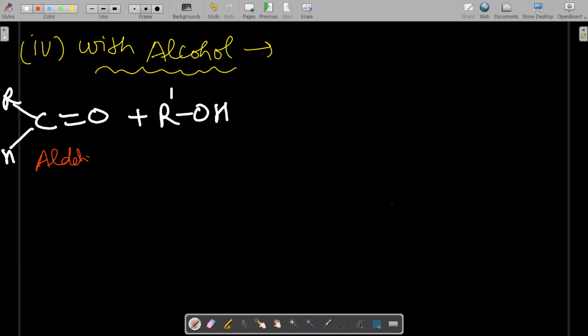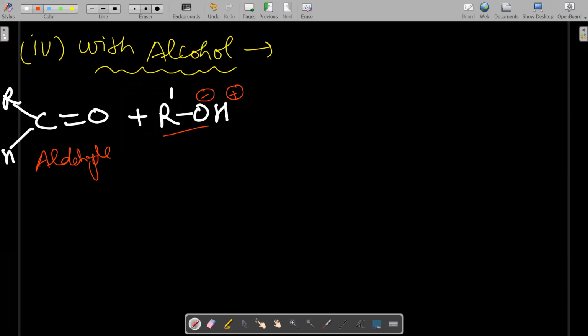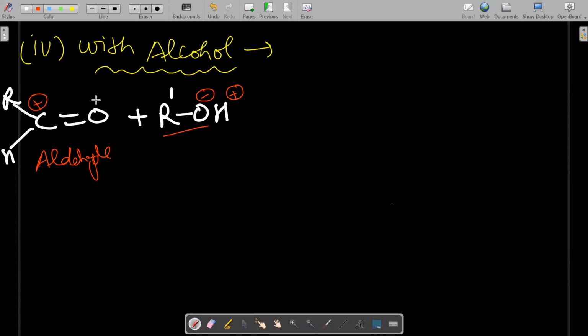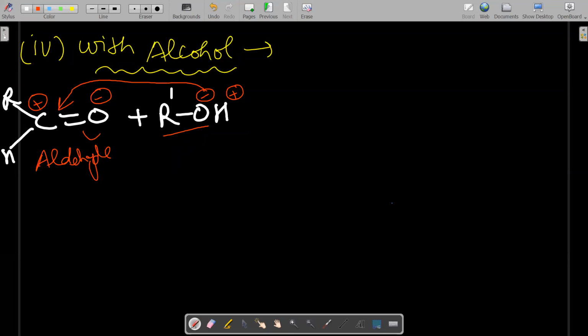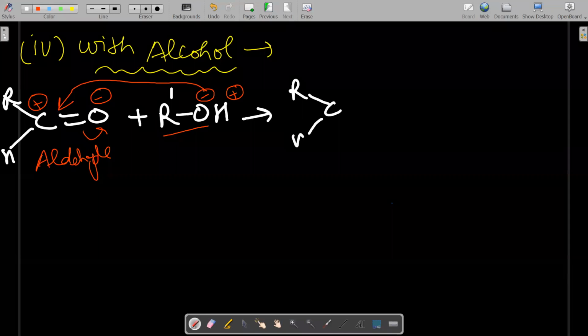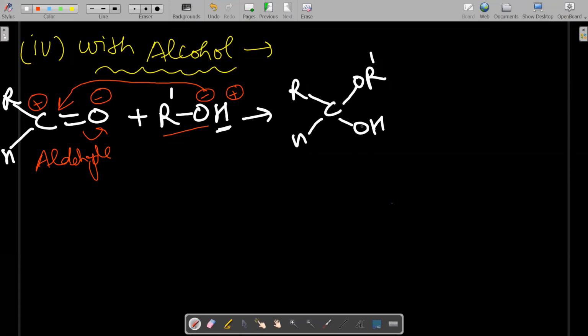This is aldehyde, correct? That is fine. In alcohol, this H plus carries a positive charge and O minus carries a negative charge. So this alkoxide acts as a nucleophile. What happens now? R will not attack, sorry. This alkoxide attacks this carbon and the pi bond shifts to oxygen. So the product we get is RCH(OR') and H goes to O. This H is coming on O. So we are getting this monoalkoxy alcoholic product.